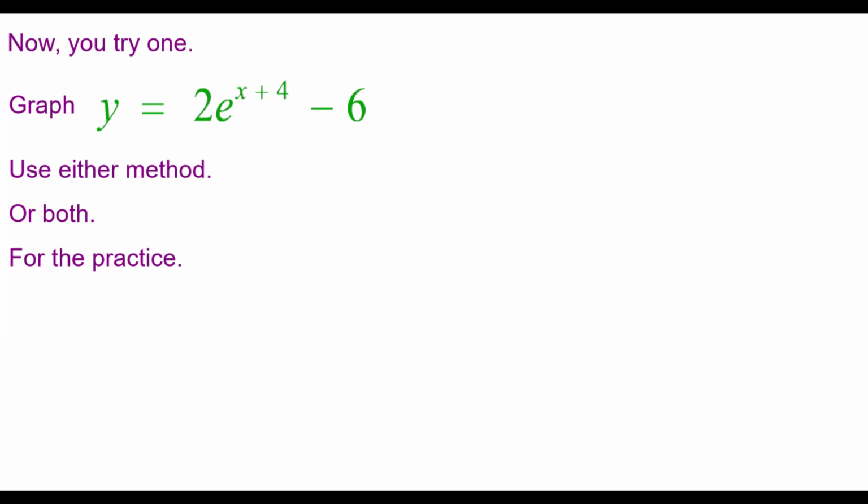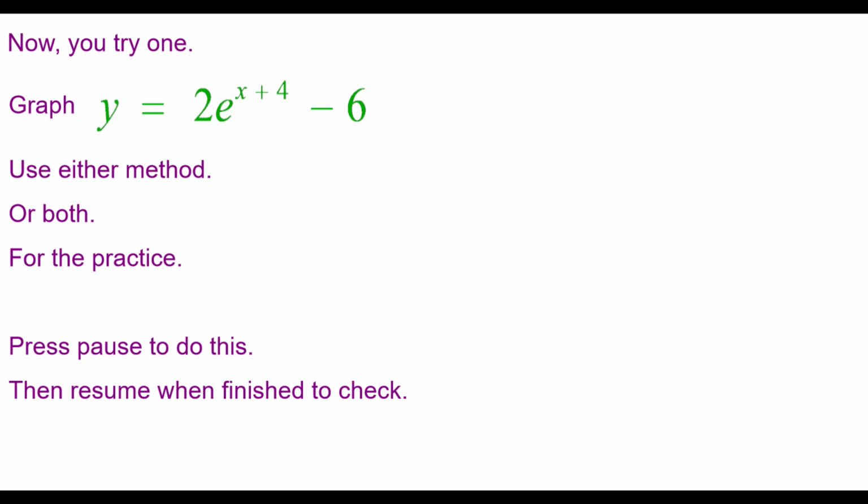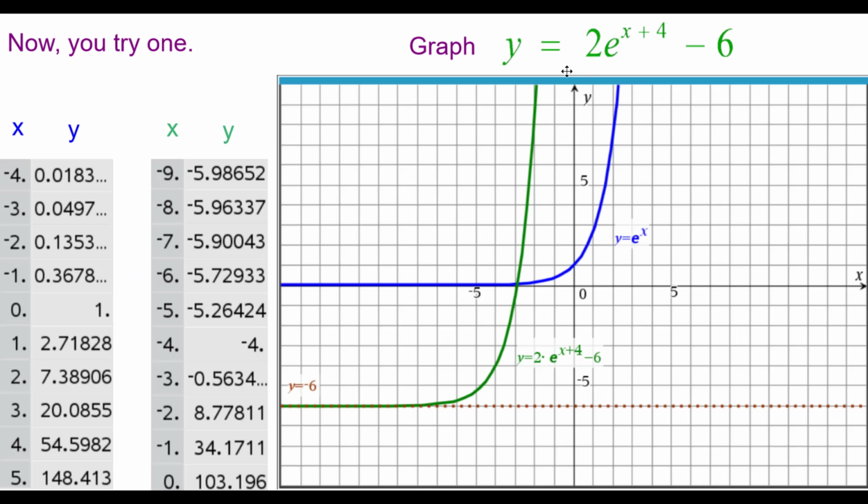Now you try one. Graph y equals 2 times e to the quantity x plus 4 power minus 6. Use either method or both for the practice. Press pause to do this and resume when you're finished to check. And so to check this, our answer is in green, the graph and also the table.